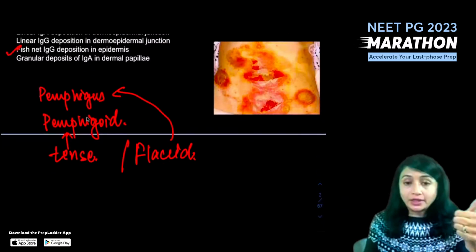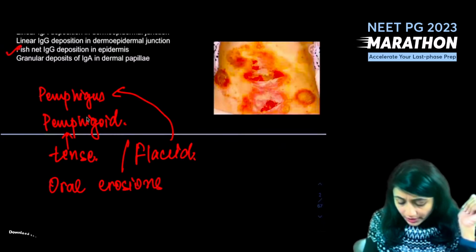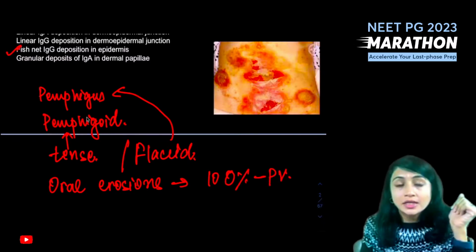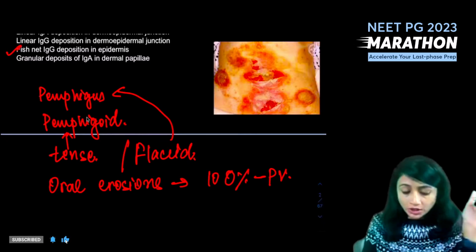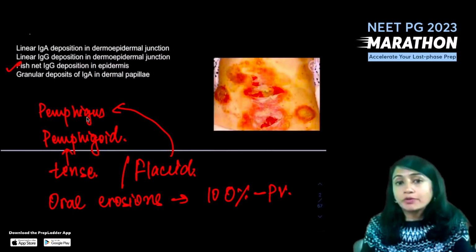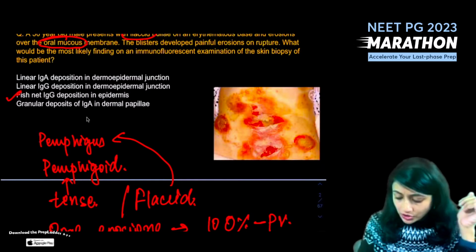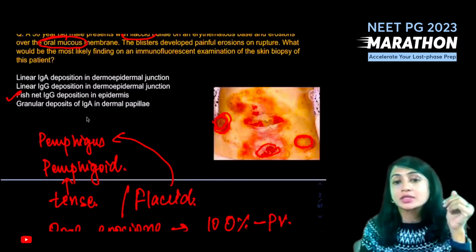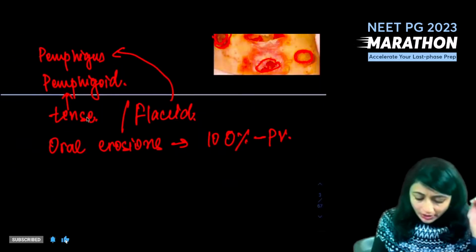The second important finding is presence of oral erosions. Now, as I told you, oral erosions are seen in 100% patients of pemphigus vulgaris. And in bullous pemphigoid or pemphigoid group of disorder, they may be there, but are not very common. So if I look at this question, I again get confused that oral mucous membrane involvement can be pemphigus or pemphigoid. But when I look at this flaccid lesion, and then I look at this image, which is showing such flaccid lesions over an erythematous background and where bulla is rupturing, you know that flaccid bulla is seen in pemphigus group of disorder. And so you are clear about that.